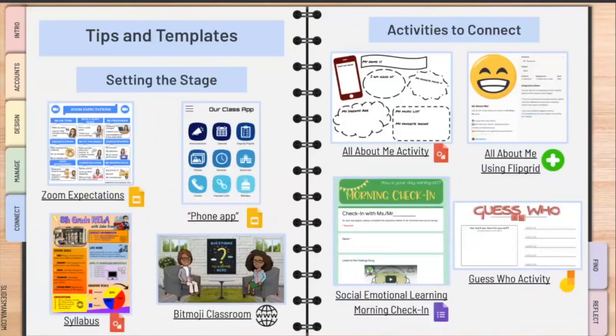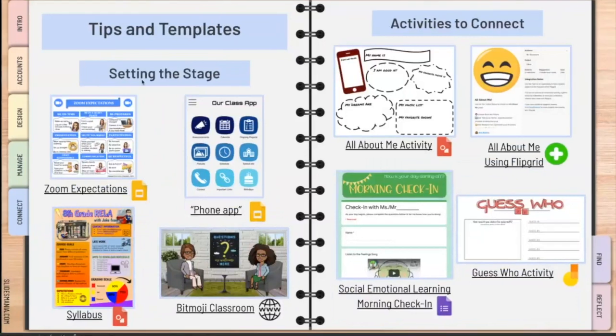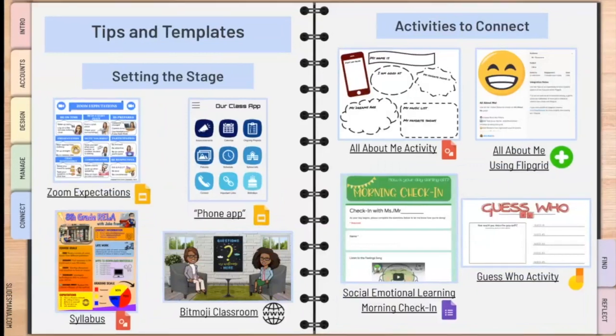Tips and templates. We have provided you with 2 types of templates and tips, one for setting the stage and some activities to connect. When you refer back to this presentation, you can take a look at the different tips and templates we have provided for you. One example we have here is Zoom expectations. When you click on it, some of these links may have a pop-up where it says, make a copy. When you click on it, go ahead and click the blue Make a Copy button and make sure you're signed onto your PGCPS account.